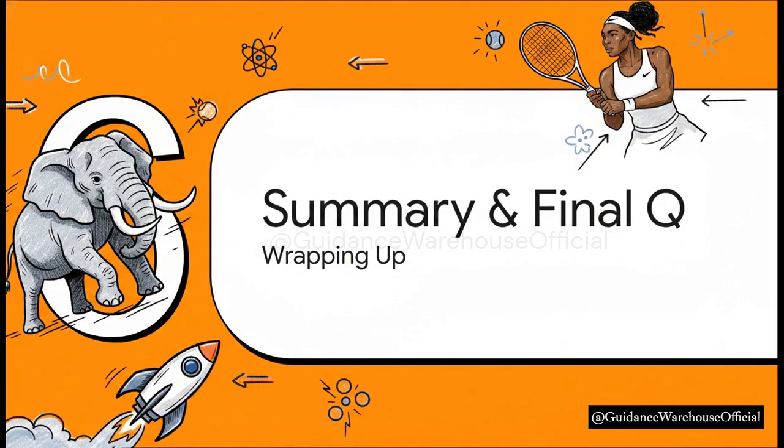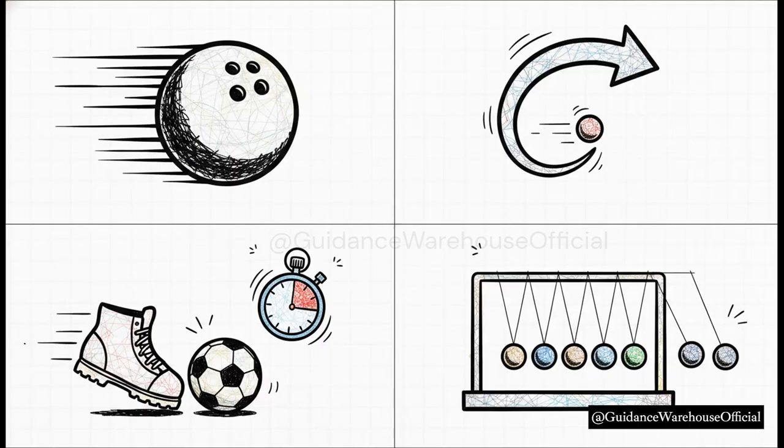Section 6. Summary and final question. Wrapping up. We have covered a lot of ground today, from charging elephants to rockets to Venus Williams. Let's wrap this up and lock in the key concepts we just learned. Here are your absolutely crucial takeaways.